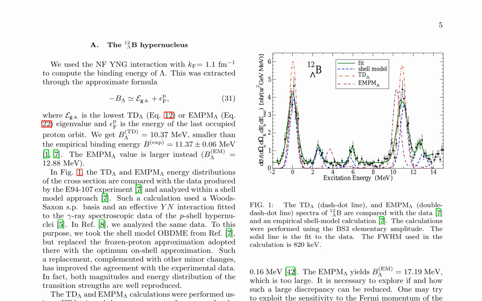The paper discusses the theoretical calculation of the electroproduction cross-sections for hypernuclei, focusing on the specific cases of ¹²ΛB, ¹⁶ΛN, and ²⁸ΛAl. It uses the nuclear field theory employing the non-relativistic form factor, NF, and the nucleon-nucleon-nucleon, NNN, interaction, which is a crucial component in the calculation of the electroproduction cross-sections. The NF-YNG interaction, with a Fermi momentum of Kf equals 1.1 fm⁻¹, is used for ¹²ΛB and ¹⁶ΛN, while the same interaction with a different Kf value is used for ²⁸ΛAl.